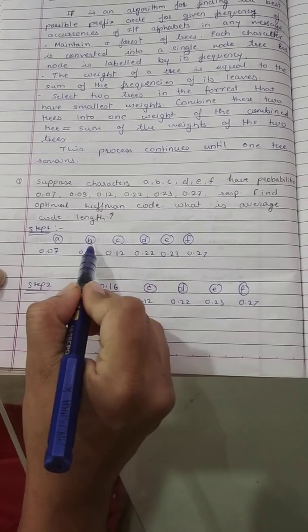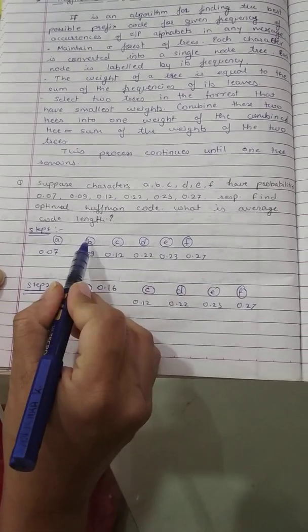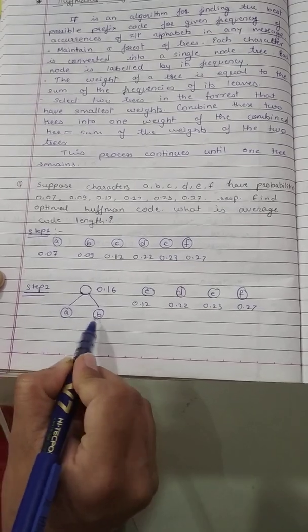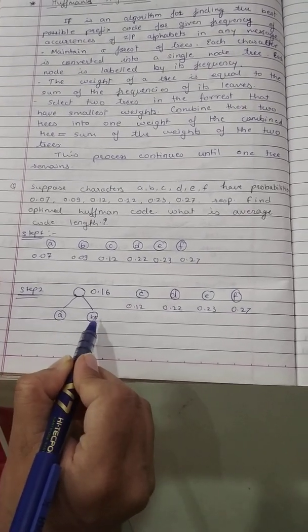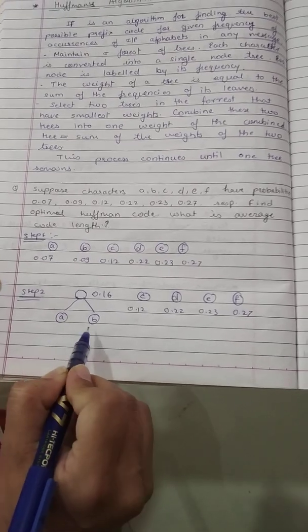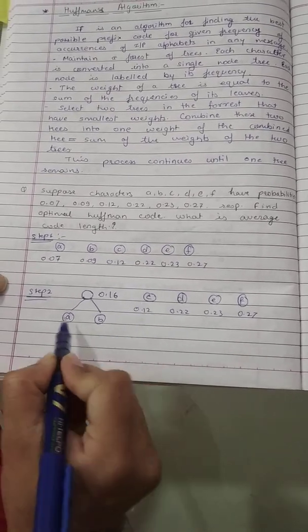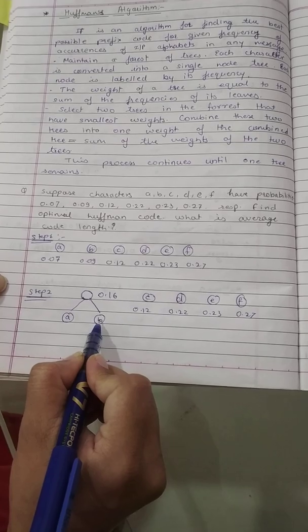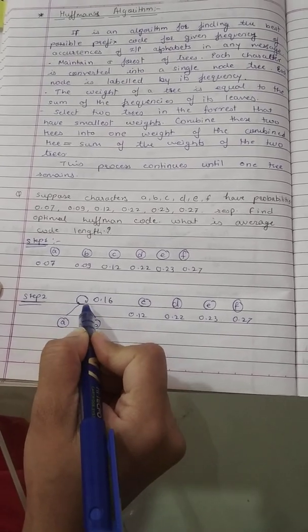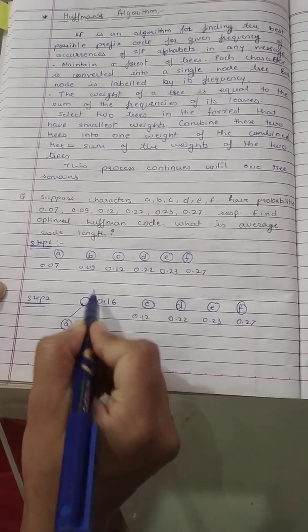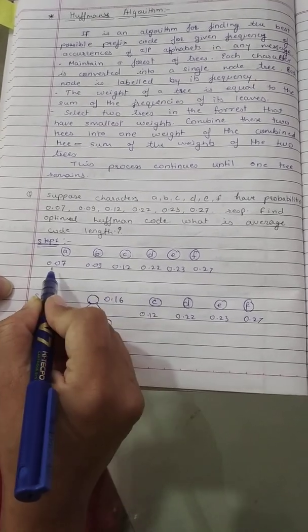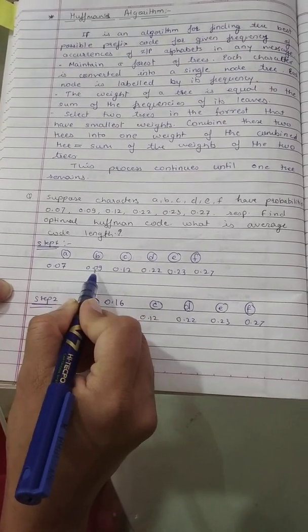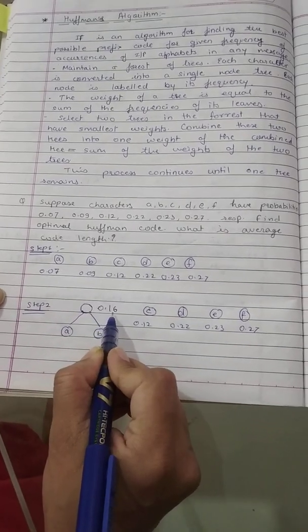Here A and B have the lowest probability. That's why combine these two characters. These two characters are considered as the leaf nodes of your tree. Okay, then A and B are the leaf nodes. Combine those two nodes to get the intermediate node, which has a probability that is the sum of the probabilities of A and B, which is equal to 0.16.